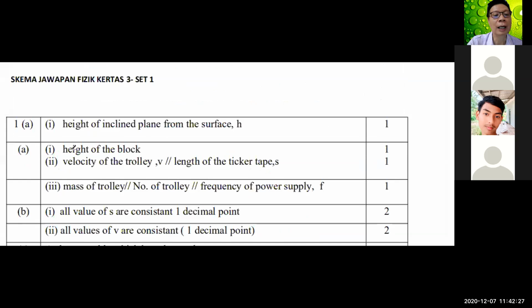Okay. Height is the manipulated variable, this one. Responding variable, the velocity. And the fixed variable is the mass of the trolley, the frequency of power supply, right? Both. The mass of the trolley must be fixed, and the frequency of the power supply. All right. Okay, take down the answer, please.